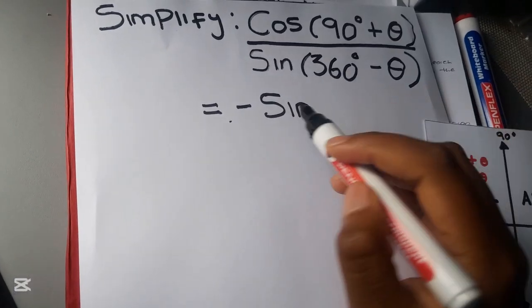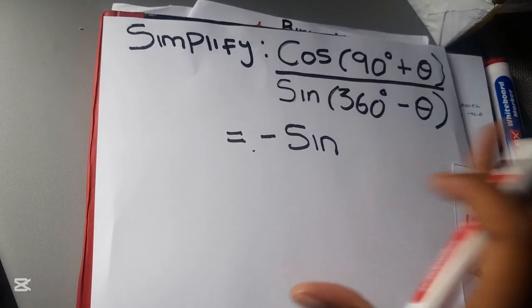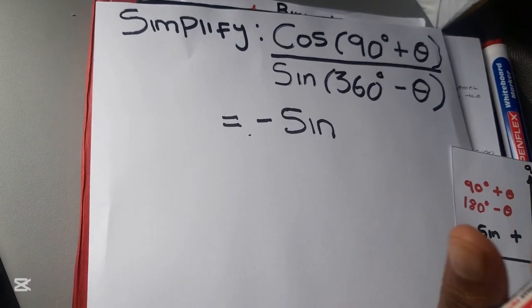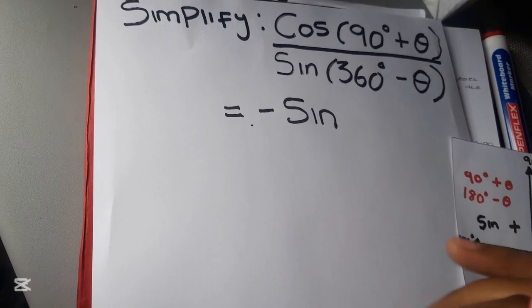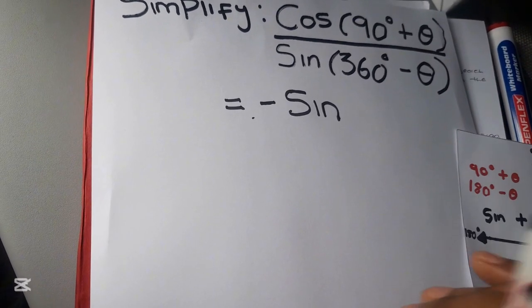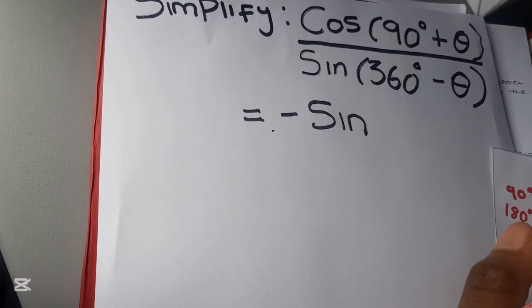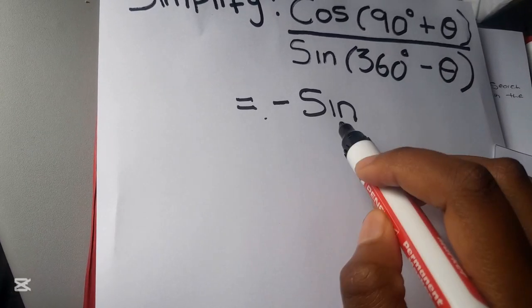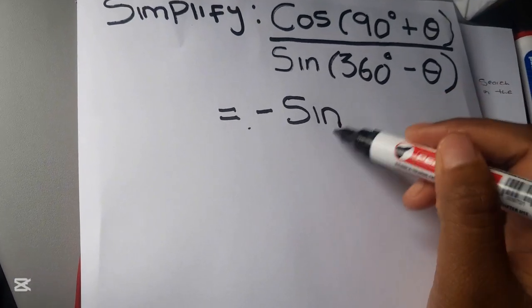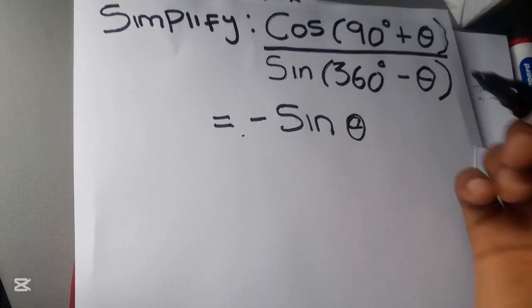The reason why we put sine is that with trig functions that have to do with 90 degrees, when we are given cos, it changes to sine, and when we are given sine, it changes to cos. We're going to deal with that later. For now, we just have to know that we put sine here. So it's negative sine theta.